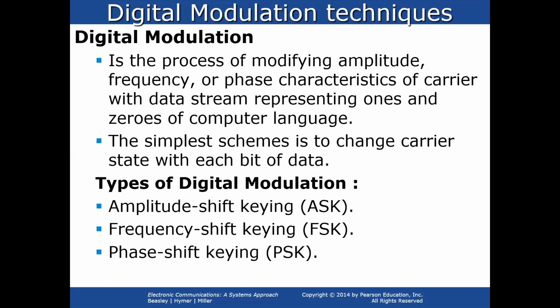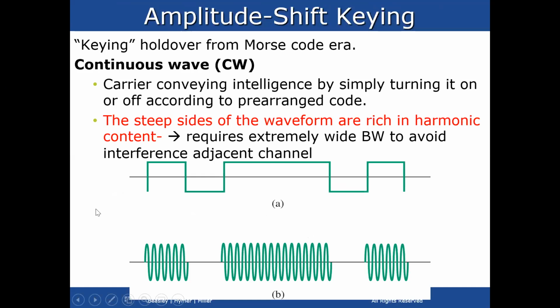The simplest digital modulation schemes change the carrier state with each bit of data. So for example, here we have three different types of digital modulation: amplitude shift keying, frequency shift keying, and phase shift keying. We're going to go over each one of them and see how it works, what's the main function, and the main advantages of each. For amplitude shift keying, the term keying is a holdover from the Morse code era. If you remember, the Morse code transmission was represented by dots and dashes. That was the first type of digital communications in the early days.